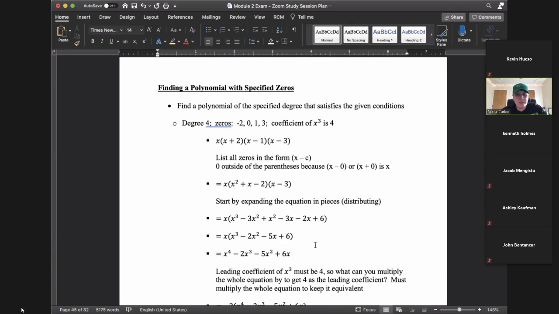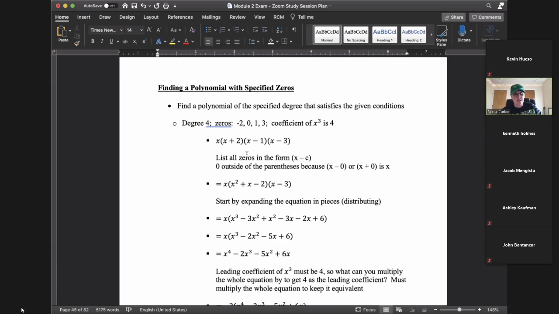Finding a polynomial with specified zeros. Find a polynomial of the specified degree that satisfies the given conditions. We're supposed to find a polynomial that's degree 4, and the zeros are -2, 0, 1, and 3. And the coefficient of x to the third is 4.